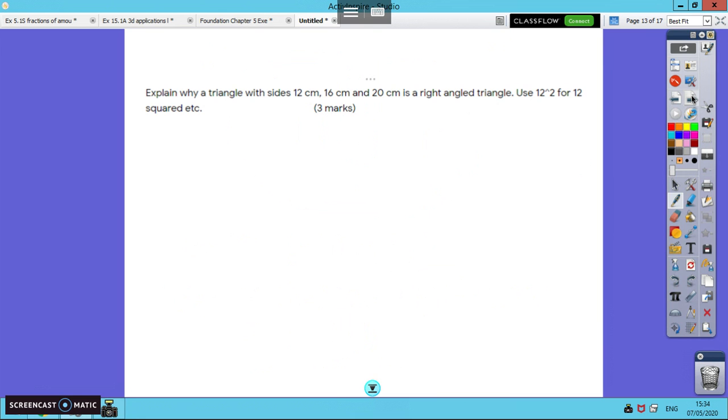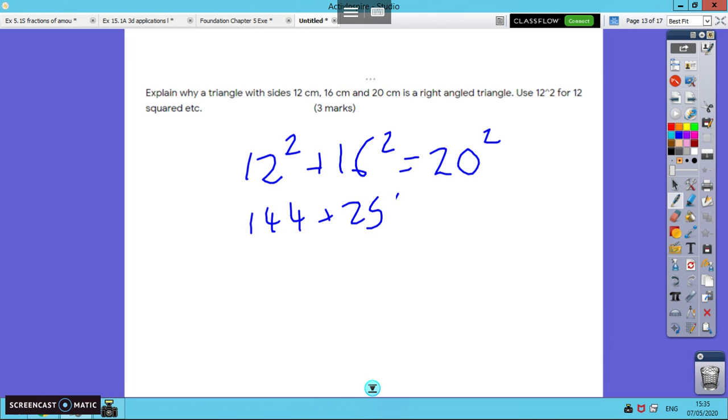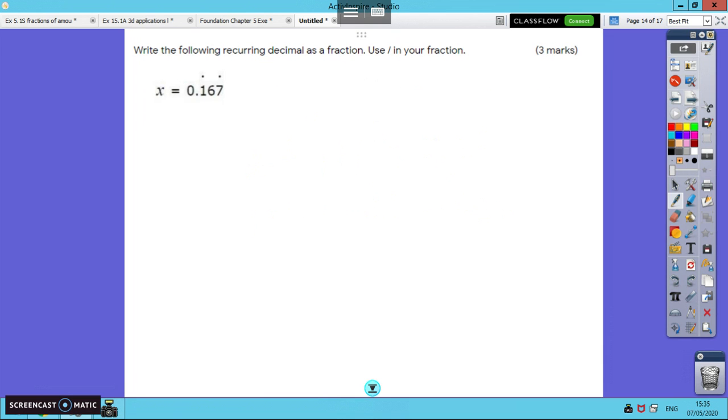So what I would like to have seen was something like this: 12 squared plus 16 squared equals 20 squared. That's your numerical evidence. And then an explanation: as the triangle follows Pythagoras' theorem, it has to be a right angle triangle, or something along those lines, okay? We needed something like that. I think a few people used Pythagorean triple. Very, very nice language there.